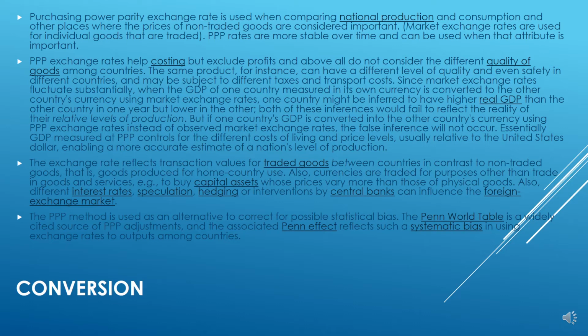Essentially, gross domestic product measured at purchasing power parity controls for the different costs of living and price levels, using the United States dollar as a reference, enabling a more accurate estimate of a nation's level of production. The exchange rate reflects transaction values for traded goods between countries, in contrast to non-traded goods, that is, goods produced for home country use.